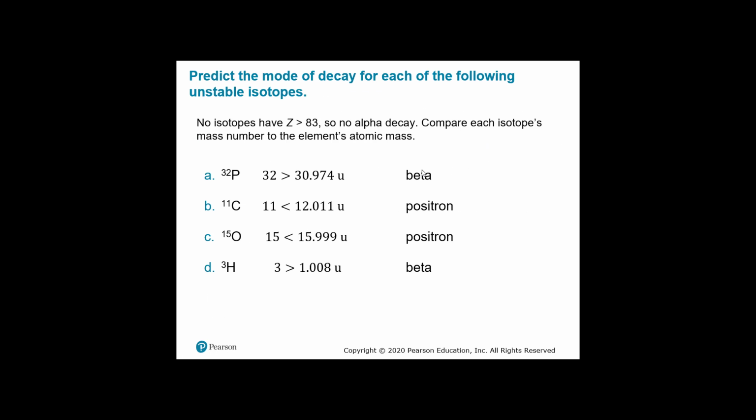And let's go back here. Okay. So because it's above the belt of stability, it's going to decay by converting a neutron to a proton via beta decay. The daughter isotope is stable sulfur-32, which has a mass very close to the average atomic mass of sulfur, 32.07. So that gets it to a stable element.